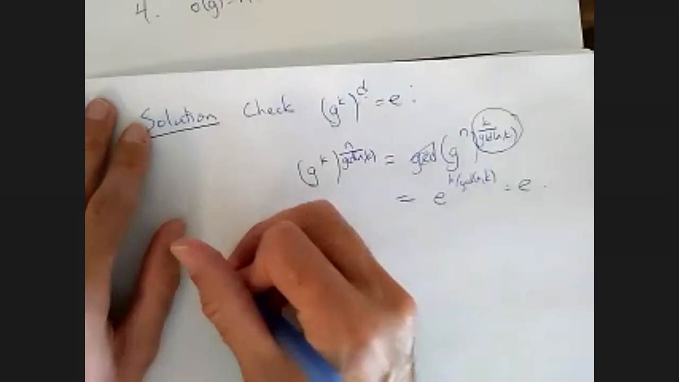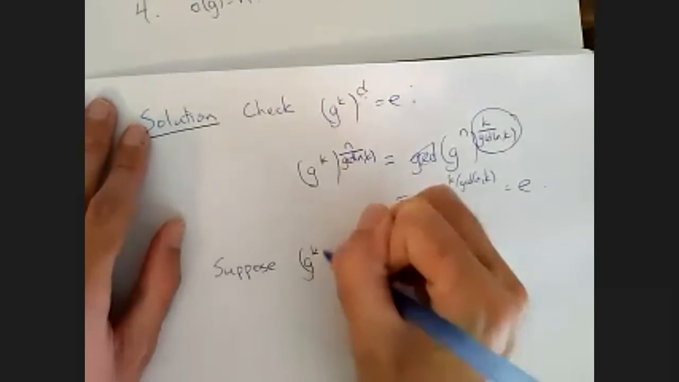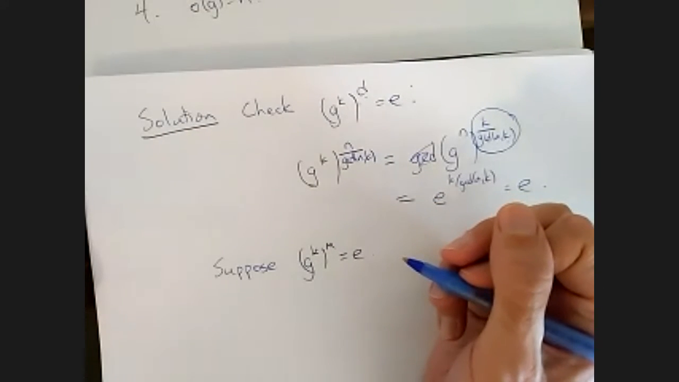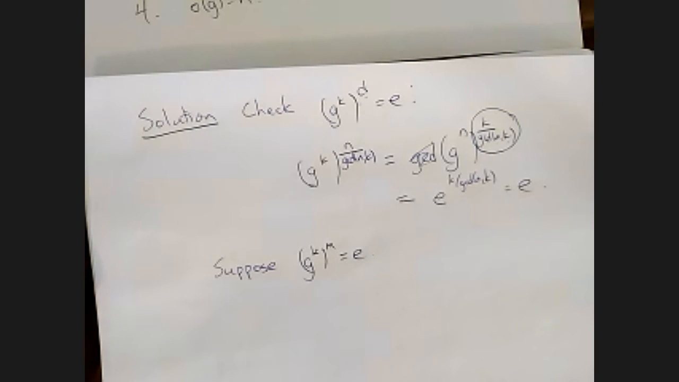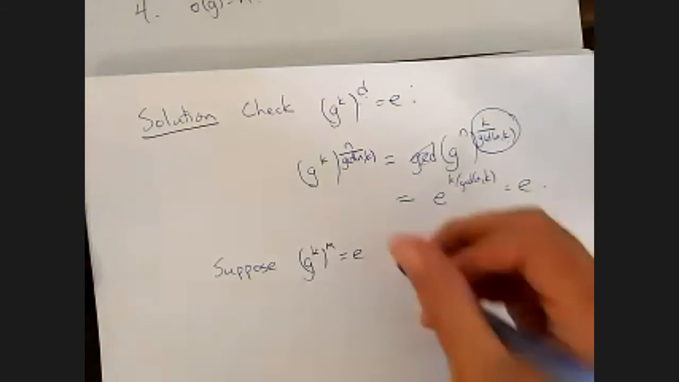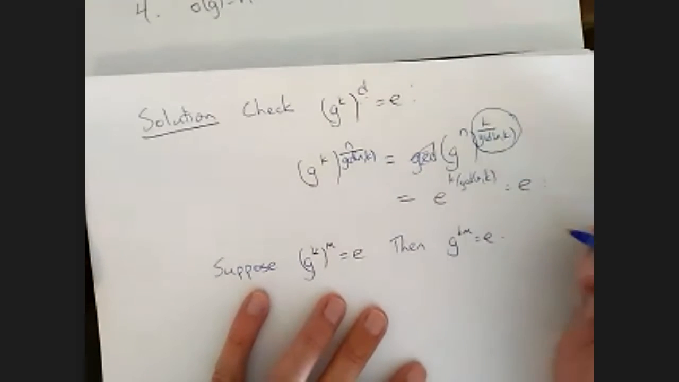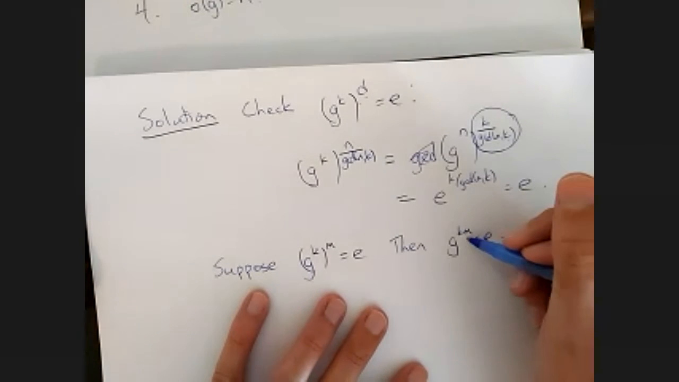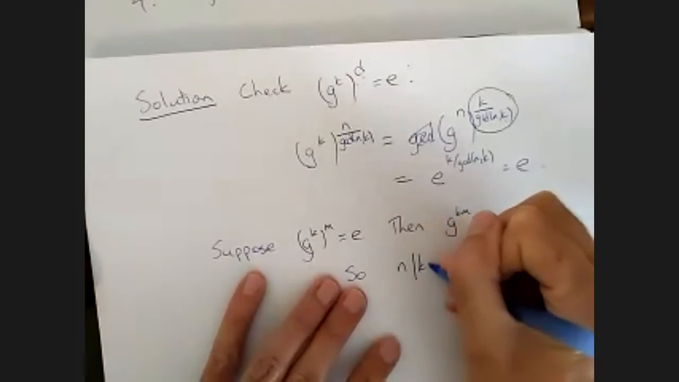So now suppose (g^k)^m is the identity. And what should we do? When g^(km) is the identity, now since the order of g is n, that means n has to divide km.